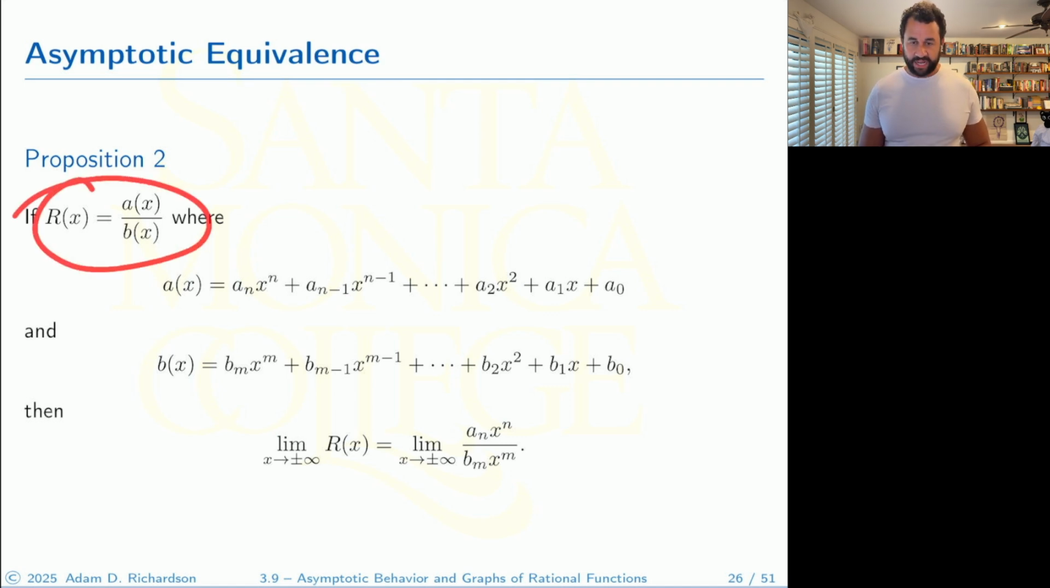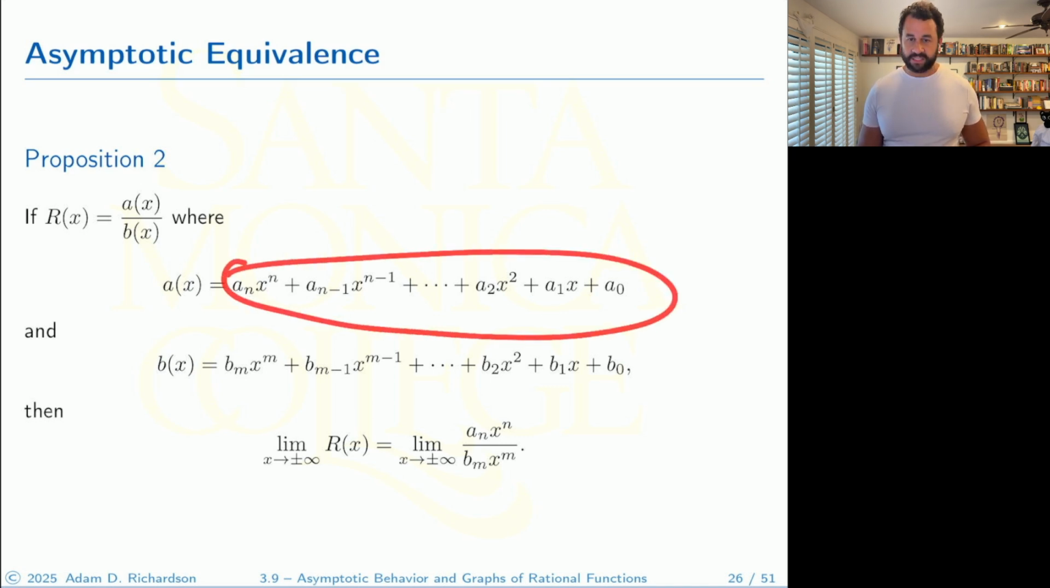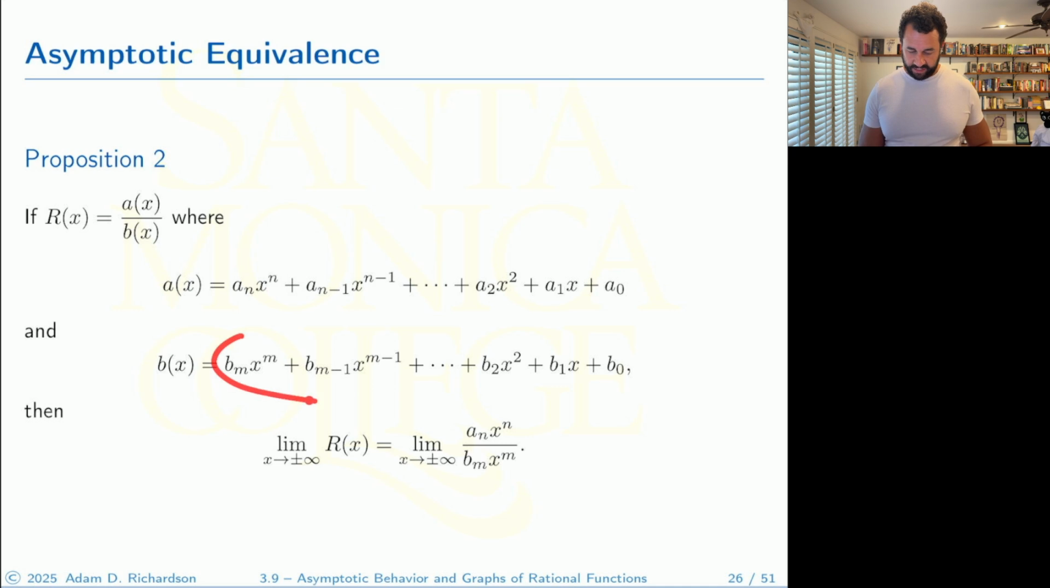So let's say you've got a rational function, a of x over b of x. Numerator is a polynomial in standard form. Denominator is a polynomial in standard form. Then the limit as x goes to plus or minus infinity of r of x is equal to the limit as x goes to plus or minus infinity of the ratio of the leading terms. That's it. And we're going to see exactly why in just a minute here.